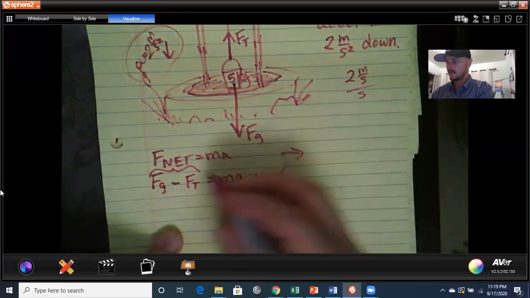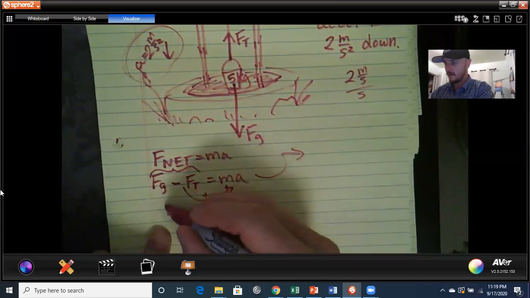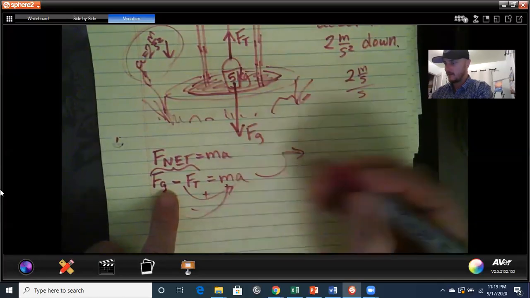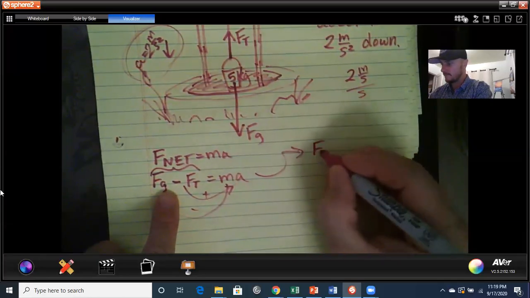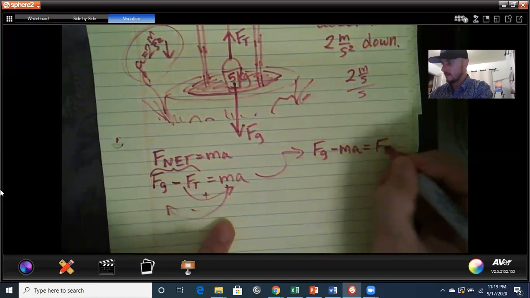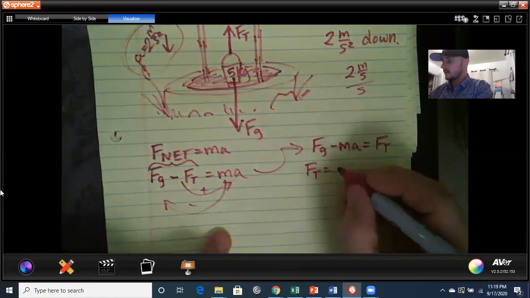All right. Now let's solve for FT. It's very much like the last problem. We're just going to go ahead and add this over. And we're going to do what with our MA? Subtract it over, right? So add the FT, subtract the MA. And we get FG minus MA equals FT. FT equals whatever all that stuff is.